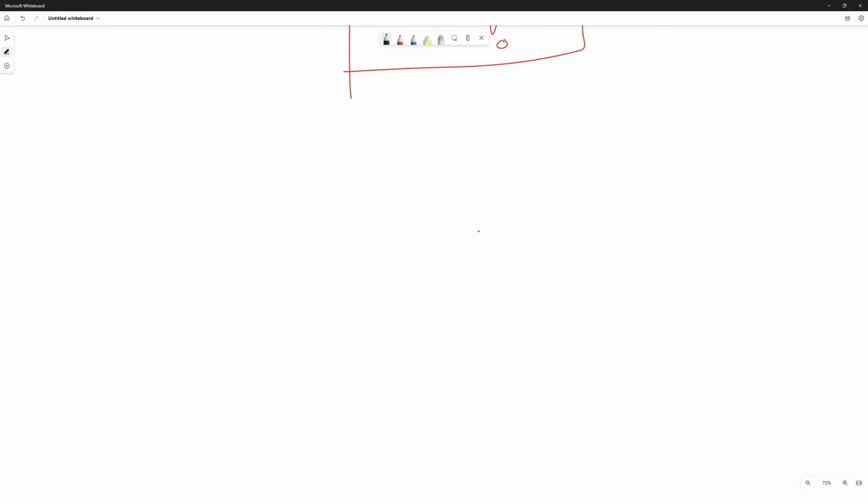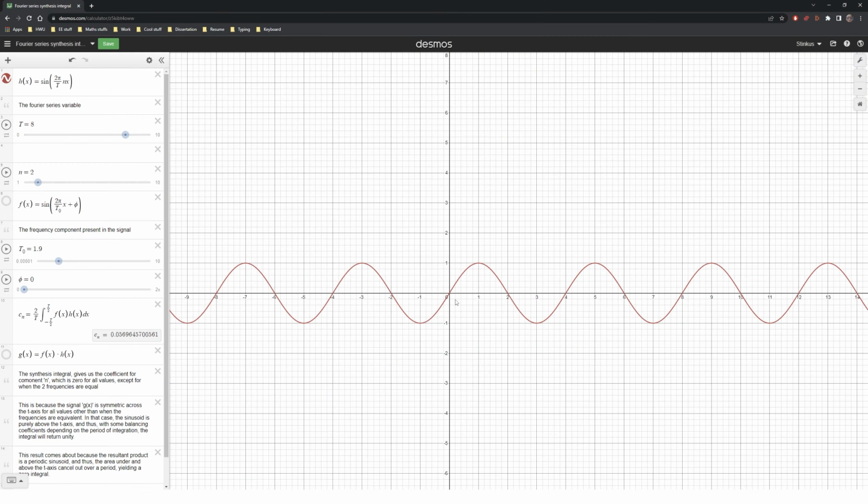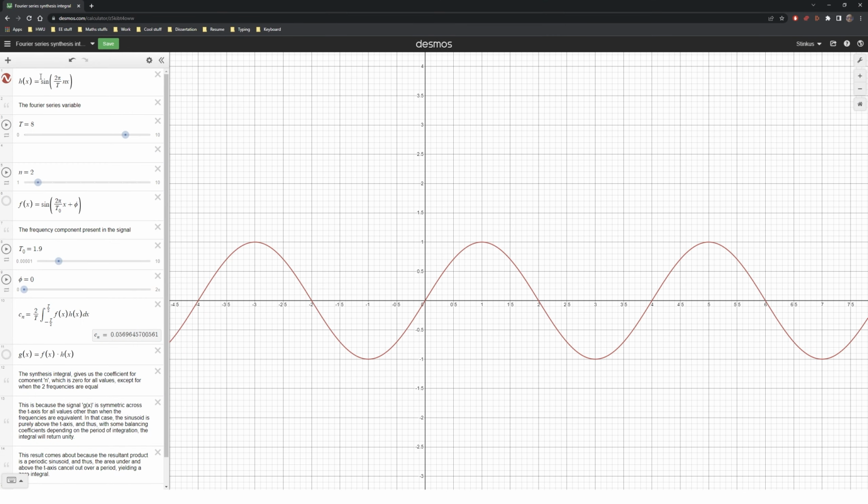But now, let's move on to a little example in Desmos. Here in Desmos, we have a sinusoid, which has the expression sine of 2 pi over T times n x, where T is a period being 8, and the multiplying factor is 2. So effectively, this sinusoid has a period of, sorry, not 2, it has a period of 4 and an angular frequency of pi over 2.